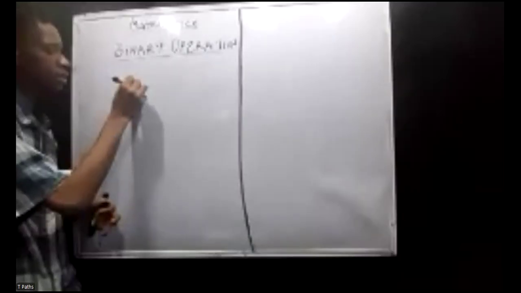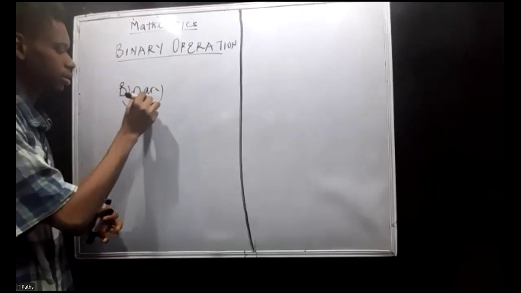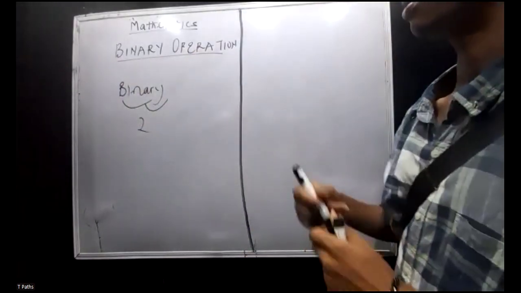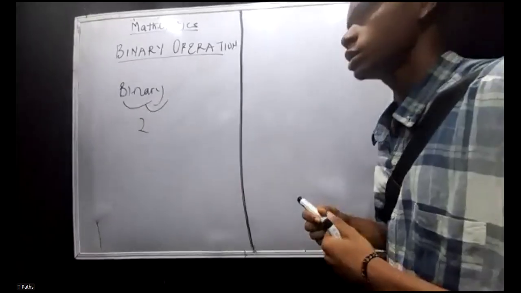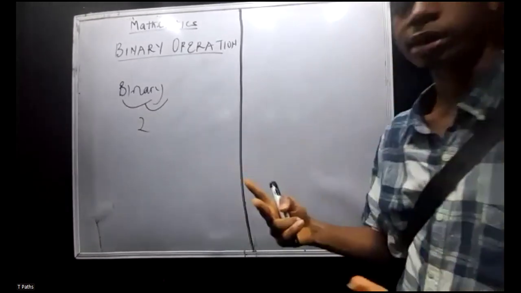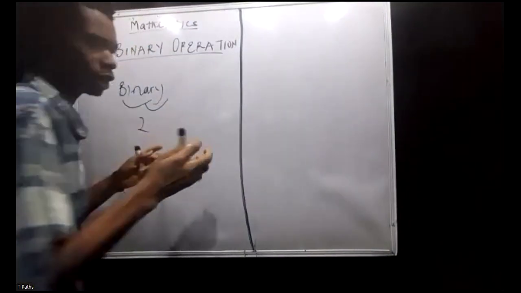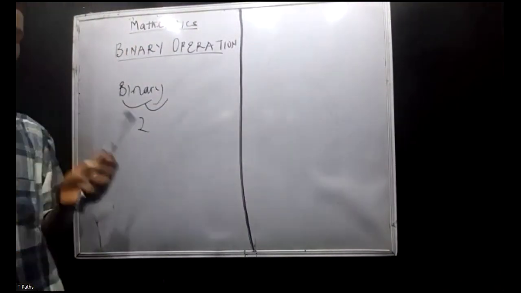Binary means two. So when we talk about binary, when you say binary numbers in number basis, it means numbers in base two. So the word binary means two. Now binary operation simply means an operation that takes two numbers to give one result. An operation that combines two numbers to give one result.